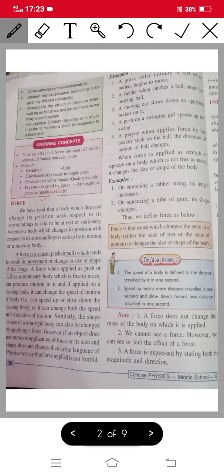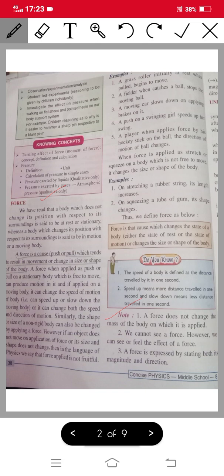Now some points are there in this chapter to note. A force does not change the mass of the body on which it is applied. Obviously the mass can neither be created nor be destroyed, so even if we are giving force, the mass of the body will not be affected. We cannot see a force, however we can see or feel the effect of force.